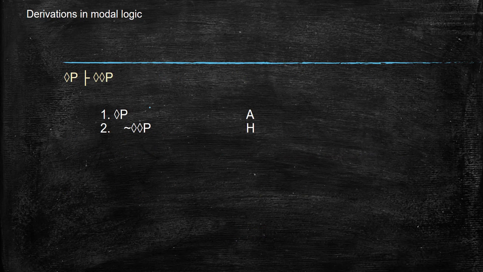So let's try to do this one by negation introduction. And so we assume that it's possible that P, and we hypothesize for negation introduction that it's not the case that it's possible that possible P. Well, maybe you can see how this is going to go. You should certainly try, right?